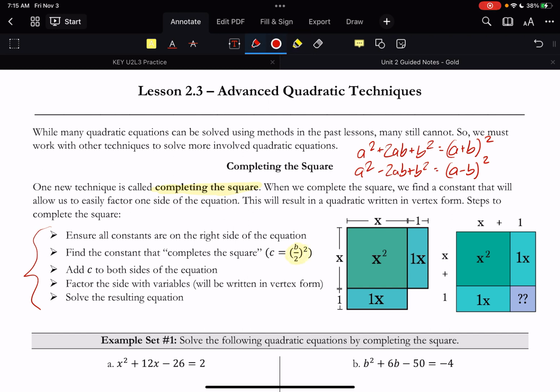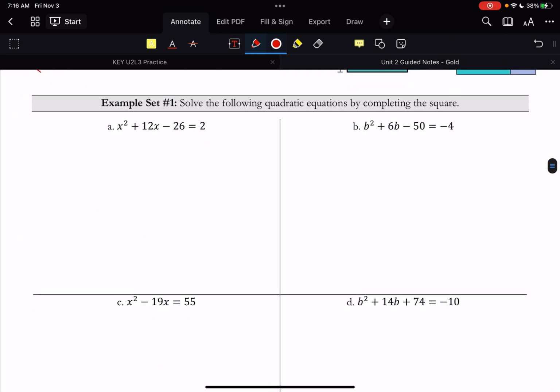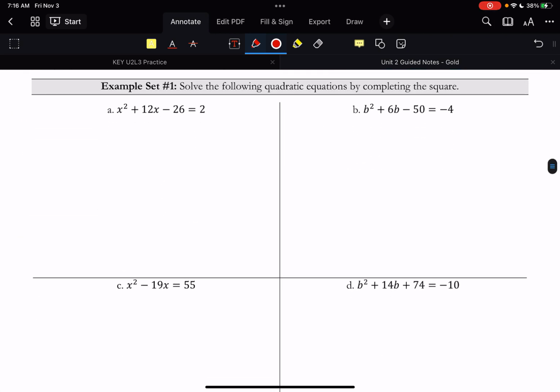We're going to add that value to both sides of the equation to balance it, factor the side with the variables into that perfect square trinomial form, and then we're going to solve the resulting equation by taking square roots. So my first example, I have x squared plus 12x minus 26 equals 2. I'm going to start by adding 26 to both sides, and that gets me x squared plus 12x equals 28.